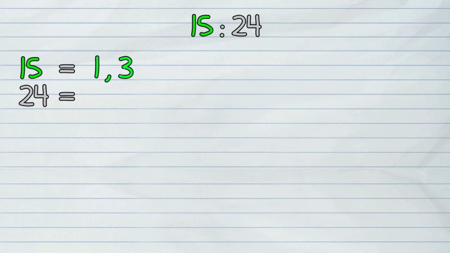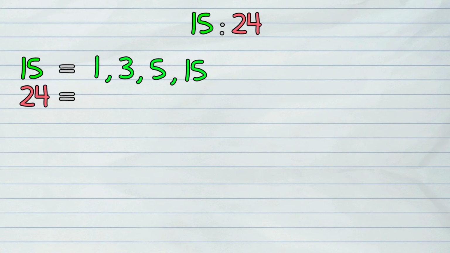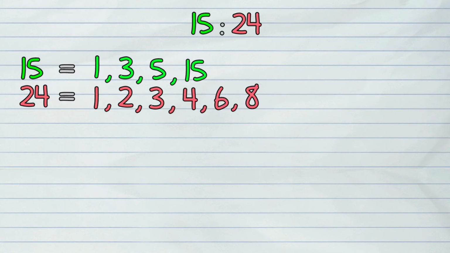Let us have another example. Simplify 15:24. Again, let us start with getting the factors of each term. The factors of 15 are 1, 3, 5, and 15. The factors of 24 are 1, 2, 3, 4, 6, 8, 12, and 24.